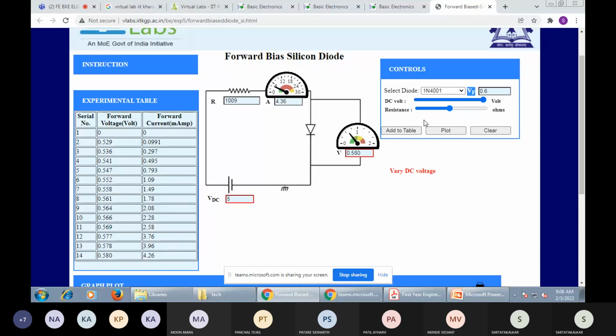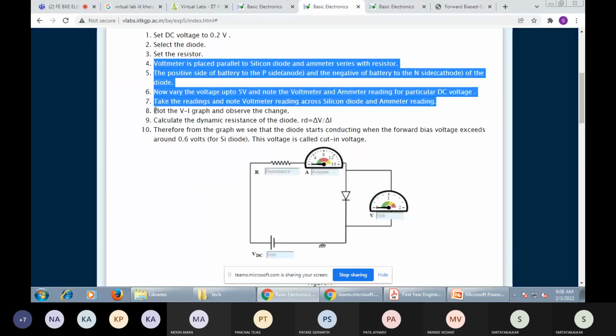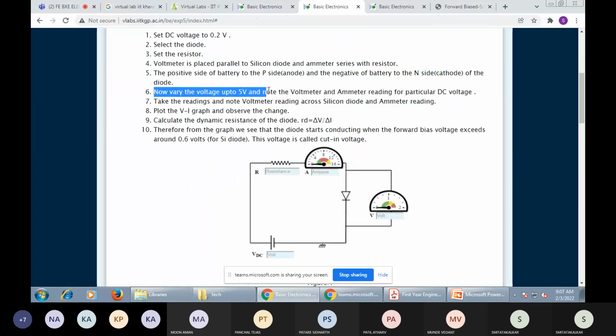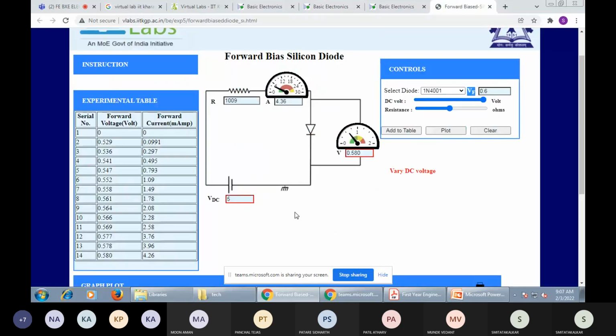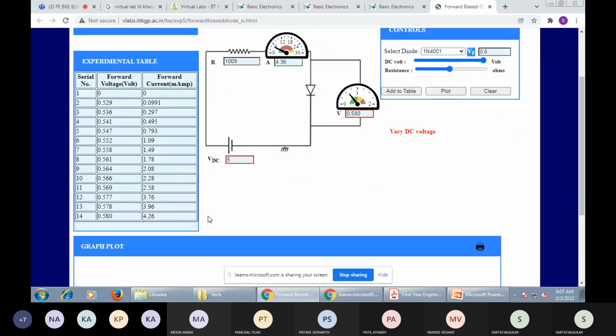And the last one, 5 volt. Here, up to 5 volt, you can see in the procedure. Point number 6: vary the voltage up to 5 volt and check the readings. Then after that, from the same observation table, we will plot the VI characteristics.